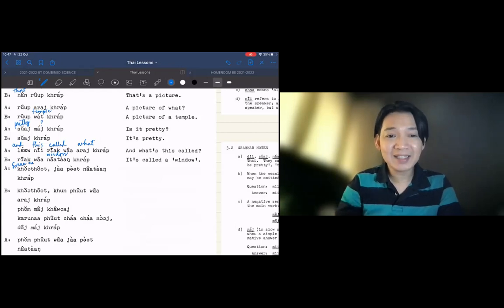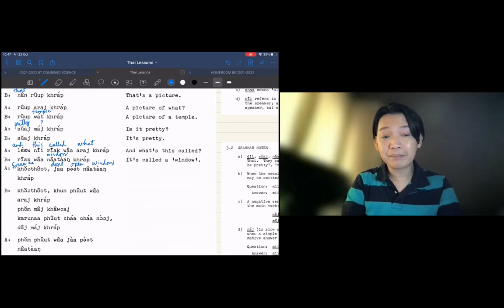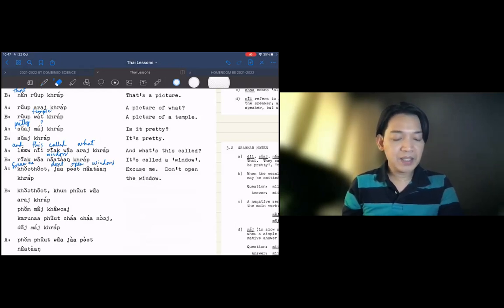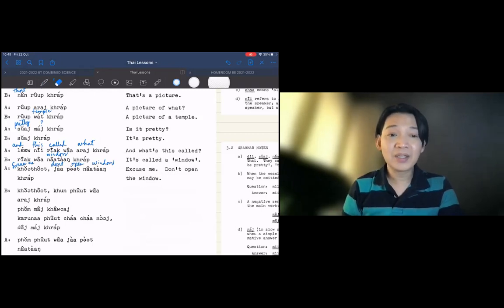Ja put natang krap. Ja is don't. Put is open. Natang is window. Krap. Excuse me, don't open the window. So that is what that sentence translates to. And then speaker B continued on. There are three sentences here, so let's break it down into each sentence of the answer. Kurtot kun put wa aray krap.